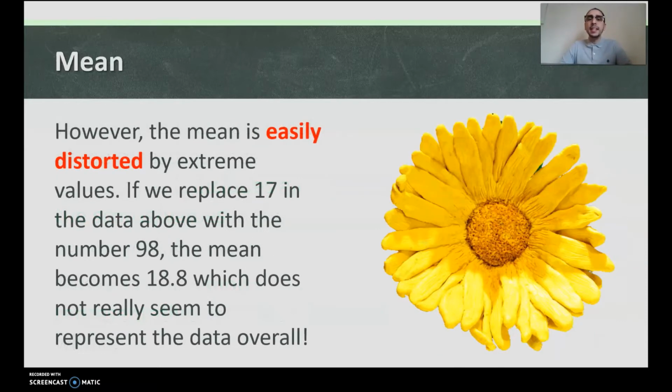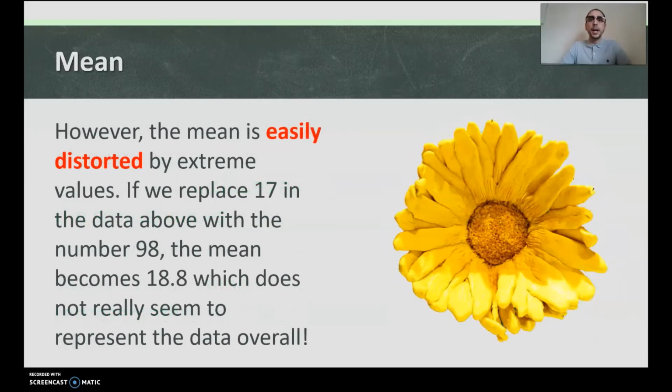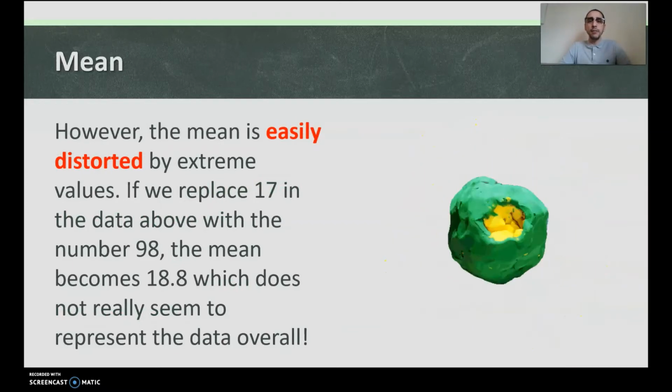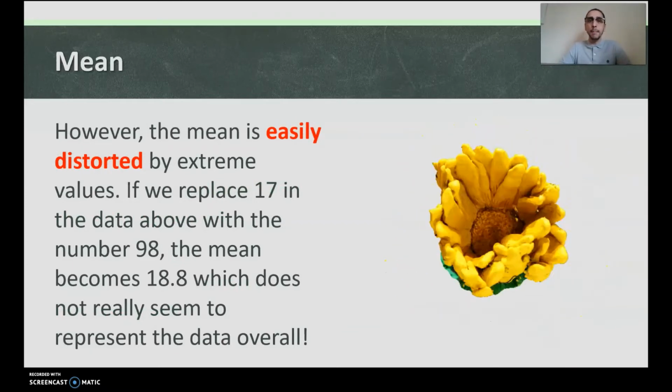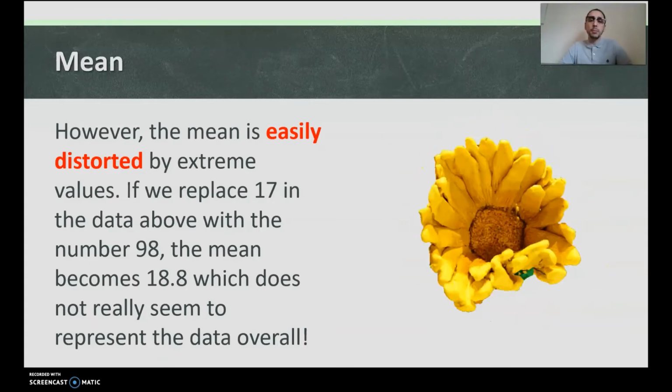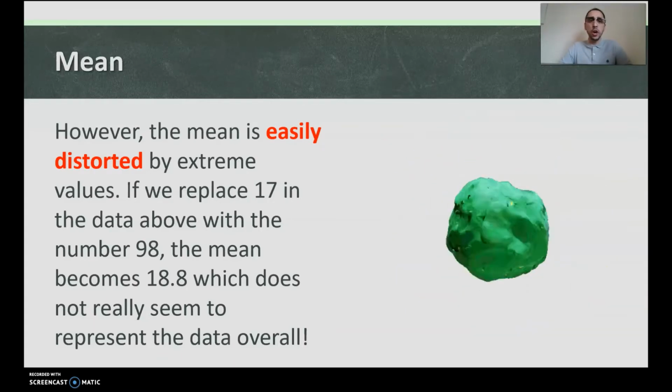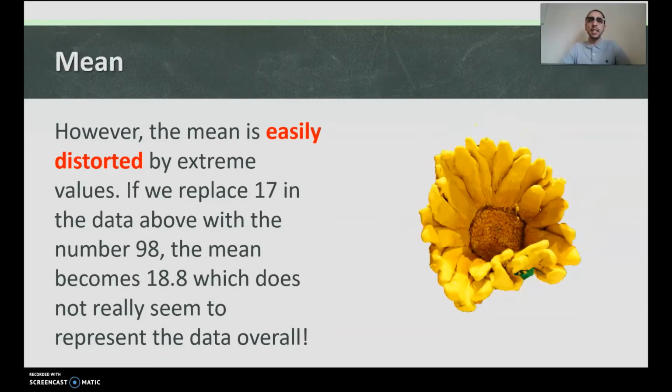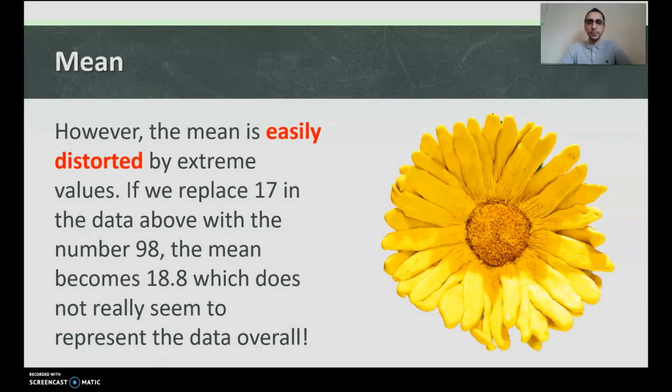However, the mean is easily distorted by extreme values, like I said. If we replace 17 in the data above with the number 98, the mean becomes 18.8, which does not really seem to represent the data overall, does it?